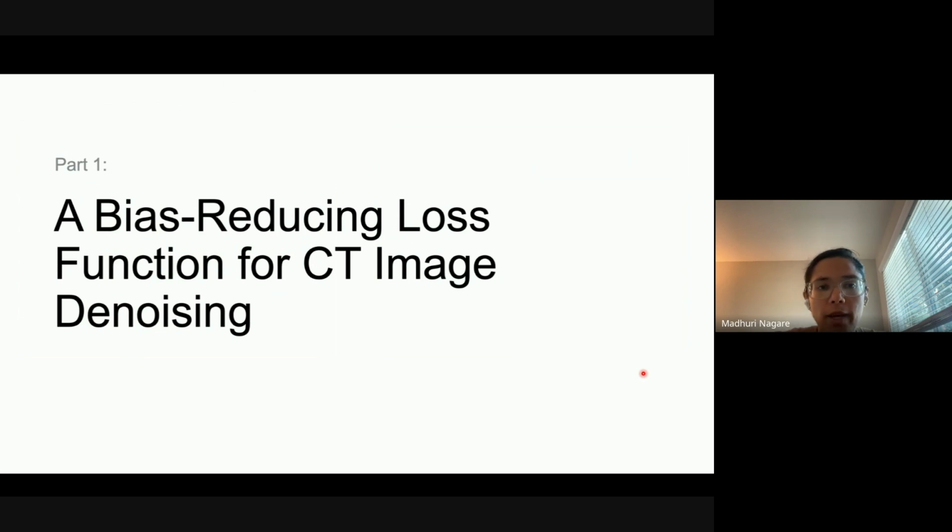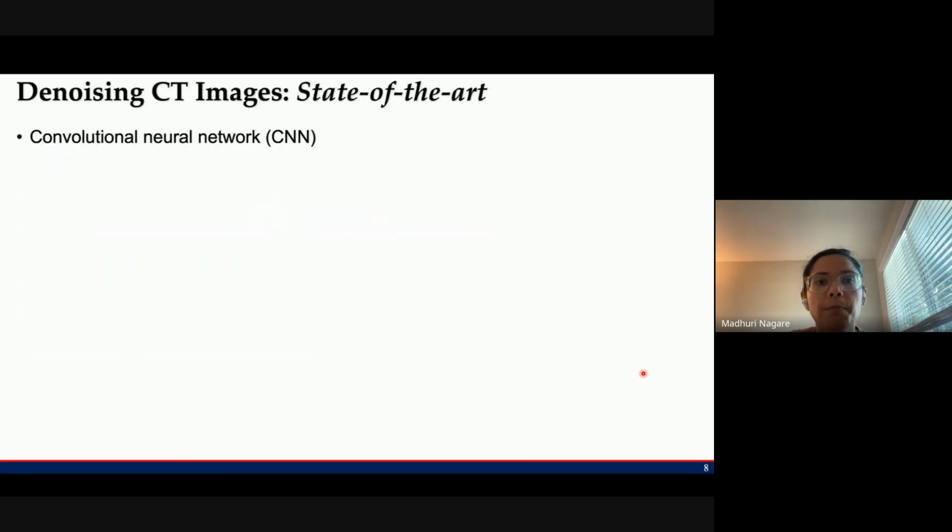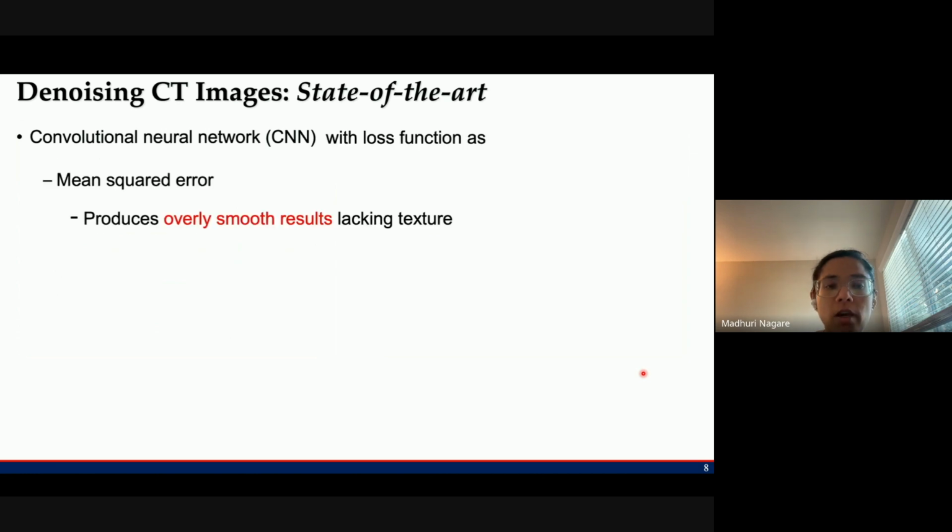So let's first see the bias reducing loss function. The state of the art in commercial CT scanners is the convolutional neural network, and the commonly used loss function is mean square error, which has been cited in most papers. A lot of papers also cite that this mean square error produces over-smooth results, and we have seen that in our examples on slides before this.